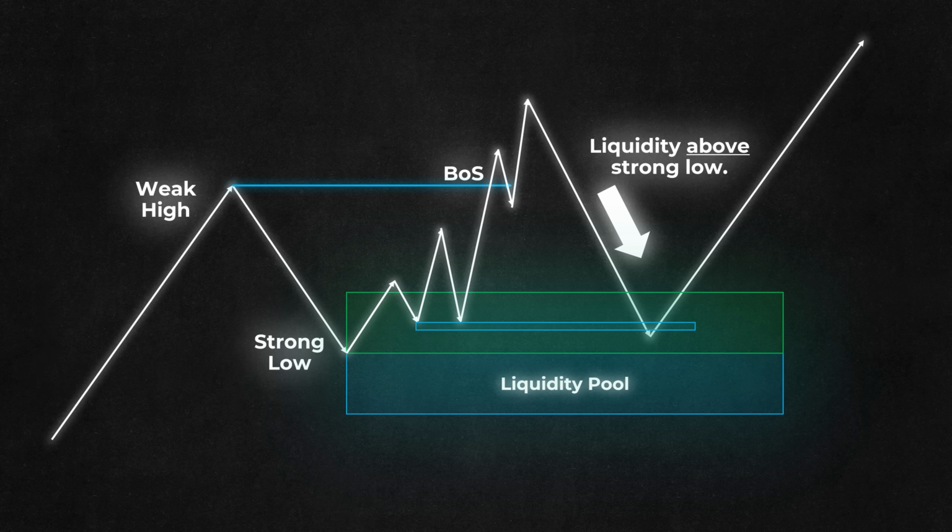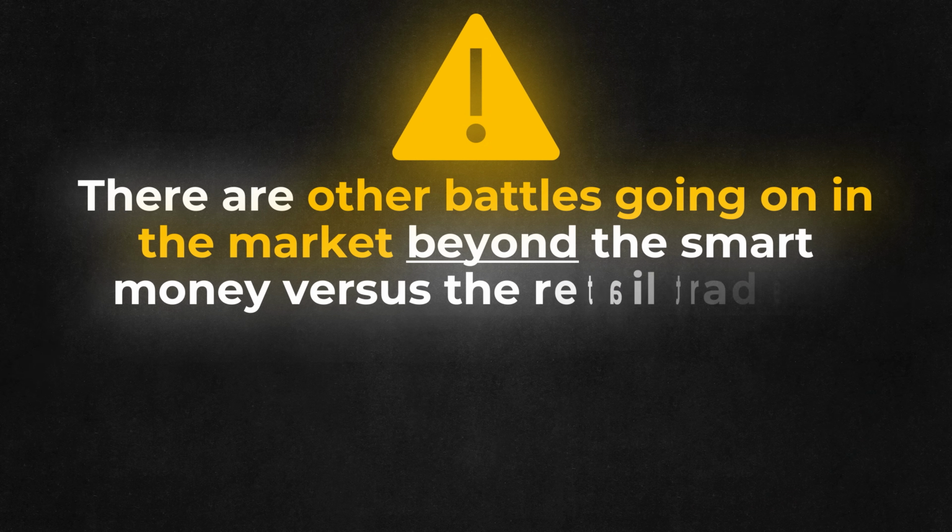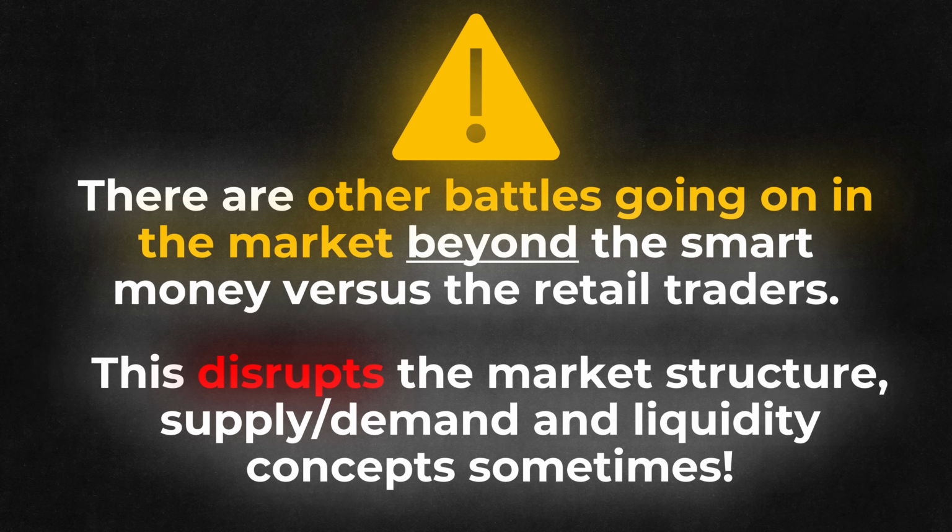Now there is one very important thing you should know about this. People who teach smart money concepts like to give you the impression that understanding this is purely mechanical, but sometimes these concepts will simply fail, and the reason goes back to what was said earlier. There are other battles going on in the market beyond the smart money versus the retail traders. These other battles simply don't care about market structure, but their actions will be reflected in price, therefore disrupting these notions of market structure sometimes.